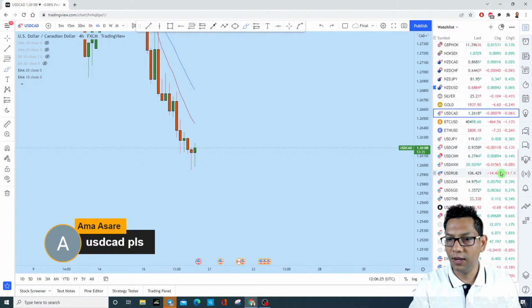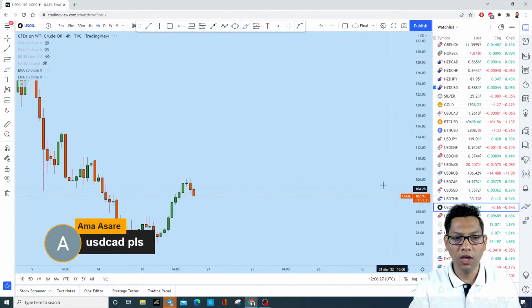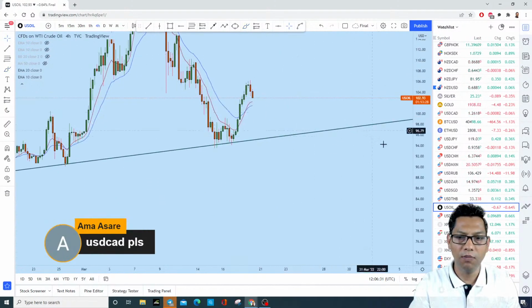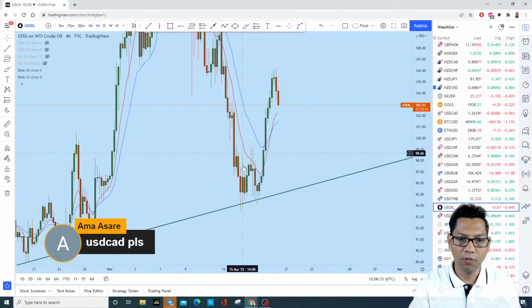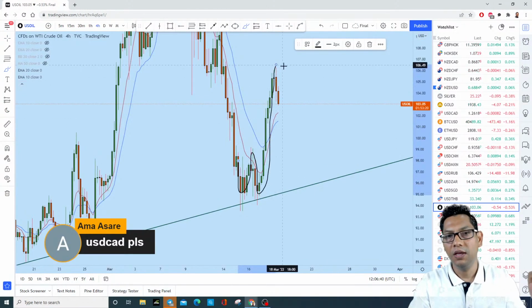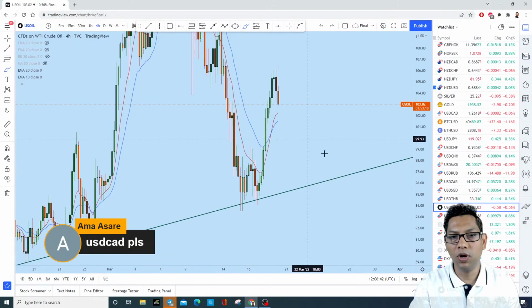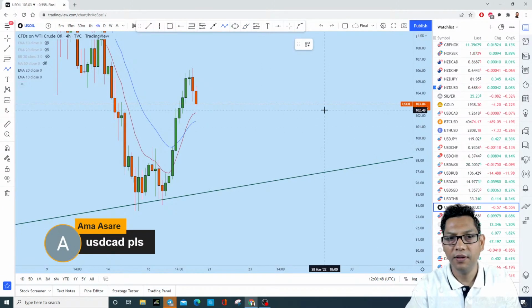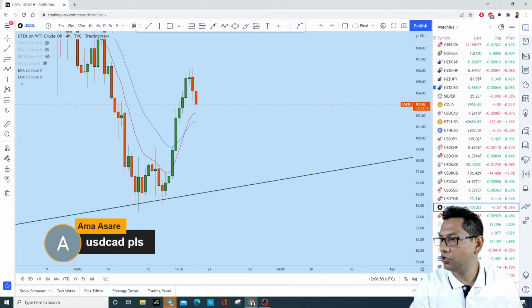Okay, so US oil, as I mentioned yesterday, you see there was a double bottom here, and after this double bottom we saw the price break up. Now what did I say? Who can remember? Respond in the chat section: what did I say about double bottom and double top? Let's see who can remember.